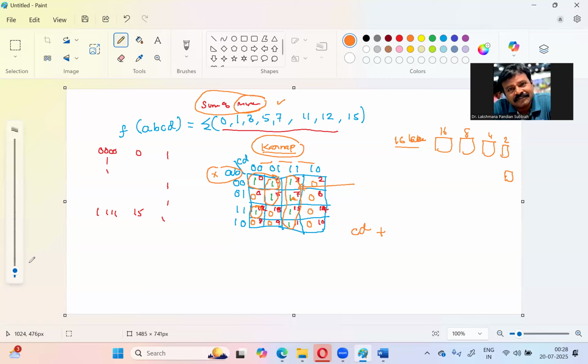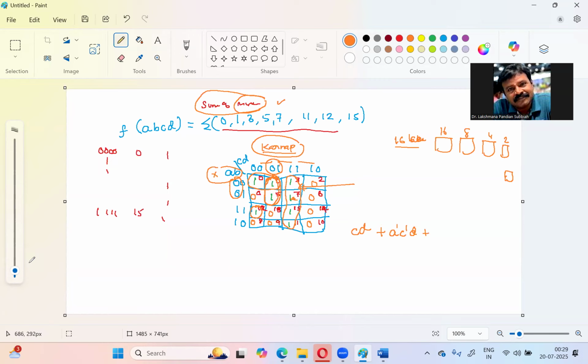Then plus, here we have a pair. In that pair, A dash is common, so you write A dash. In what column is it? C dash and D. So this is another min term.